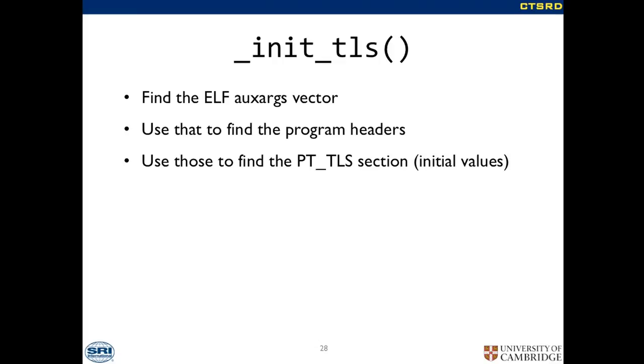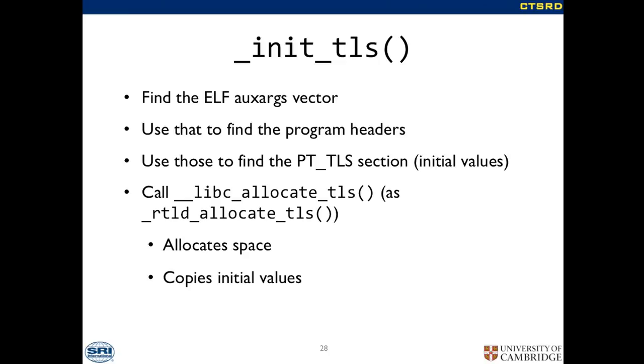It uses that to find the PLT TLS section. This section contains the default values for all of the TLS variables that aren't zero by default. So you might have a TLS variable that's one, because you want a condition to be true, that will be stored in here. And that's the beginning of the TLS section, all those things. So that can just be splatted right over the top.